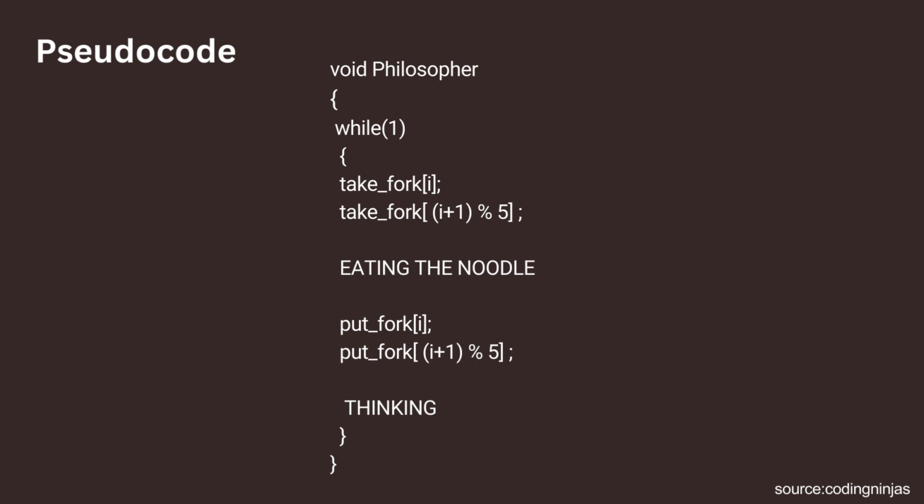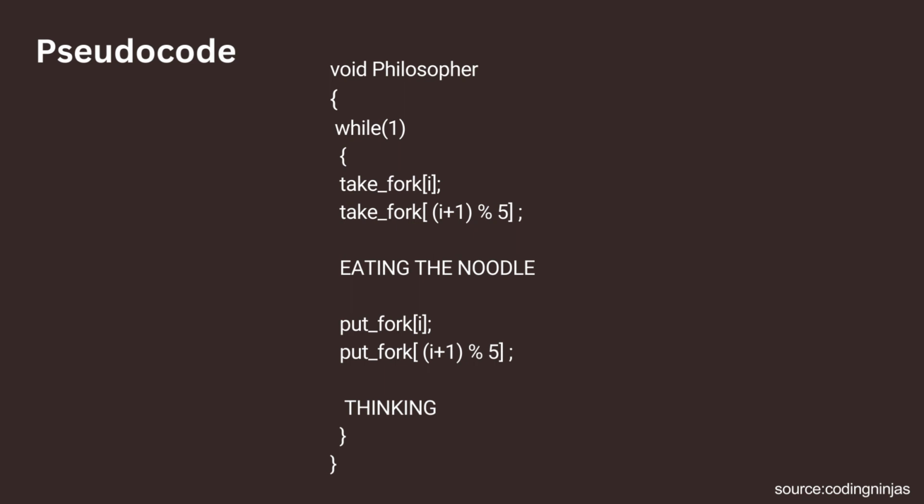Similarly, if philosopher P1 wishes to eat, it will enter into a philosopher function and perform take_fork(i). This holds the F1 fork, and then it will execute take_fork((i + 1) mod phi). This holds the F2 fork because here i is equal to 1. Thus (1 + 1) mod phi is equal to 2 mod phi, which is equal to 2.